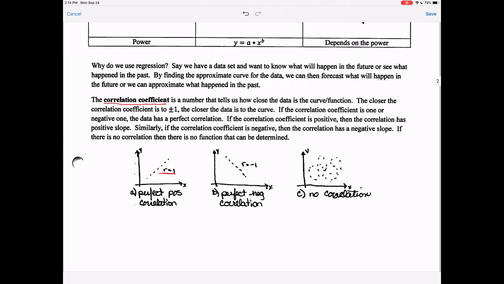Your calculator will often give you r squared. The closer r squared is to 1, the better that curve. And r squared will be between 0 and 1. This makes r between 1 and -1.